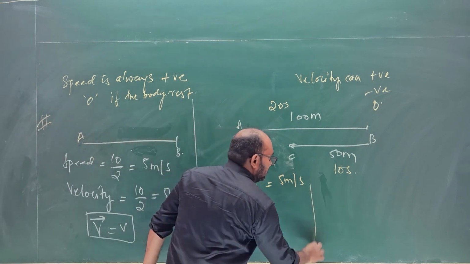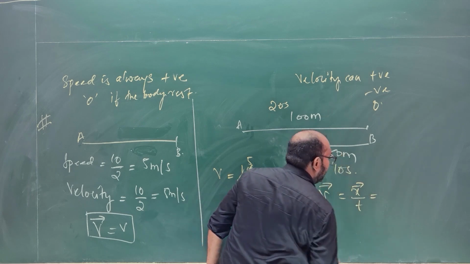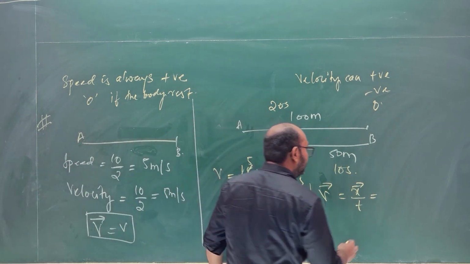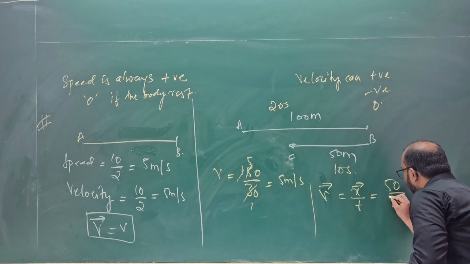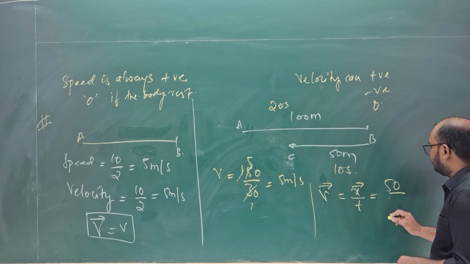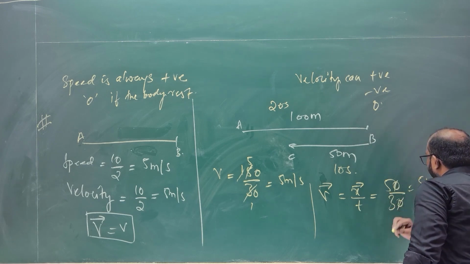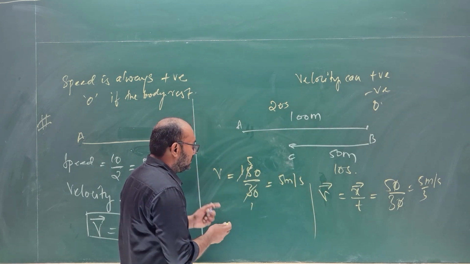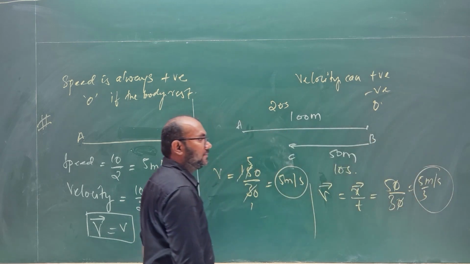Similarly, tell me what is the velocity now? Velocity is nothing but displacement upon time, right? And displacement is how much? Yes, obviously 50. Very good. So 50 upon time taken by the body, 30 seconds or 10 seconds? 30 seconds. Very good. 5 by 3. Is there any difference between these two answers? Our speed is 5 meter per second.